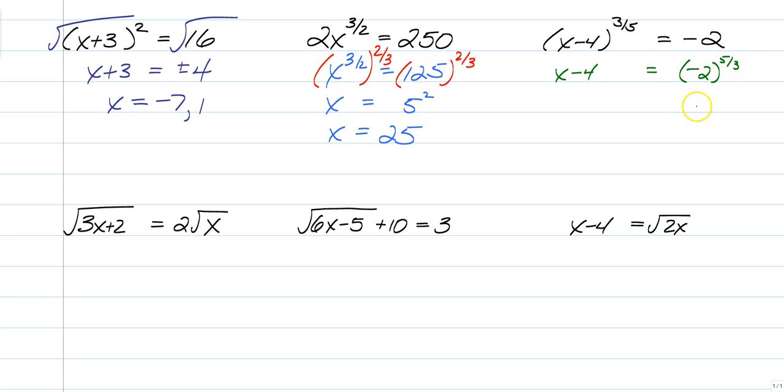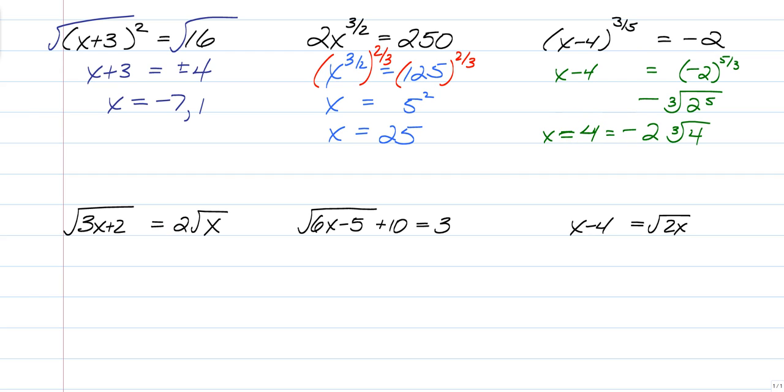So since we're cube rooting a negative, we can just pull the negative out. So we have negative cube root of 2 to the 5th power. 3 goes into 5 once with a remainder of 2. So that's a negative 2 cube root of 4. And that's, of course, still equal to x minus 4.